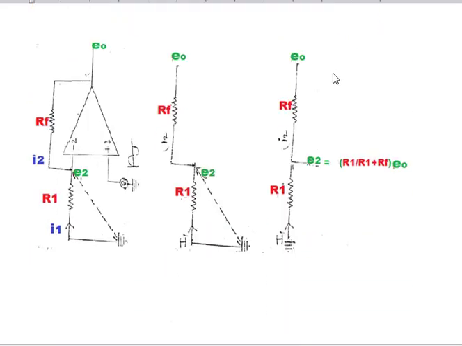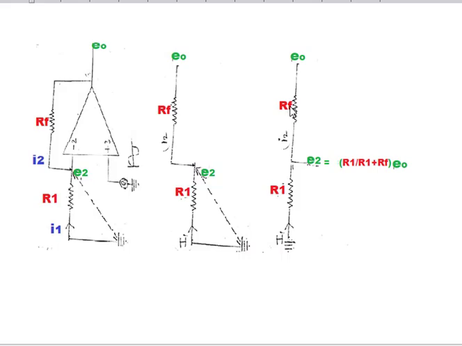See here, this is the non-inverting amplifier circuit. It has the op amp, the feedback resistor, and the input resistor. Just remove the operational amplifier. Now we get the output voltage EO, the feedback resistor, and the input resistor. Go to the next diagram. Here it is nothing but a potential divider circuit.